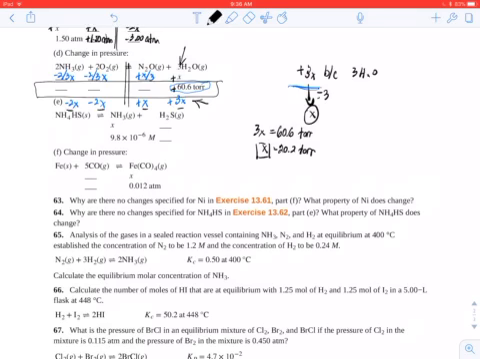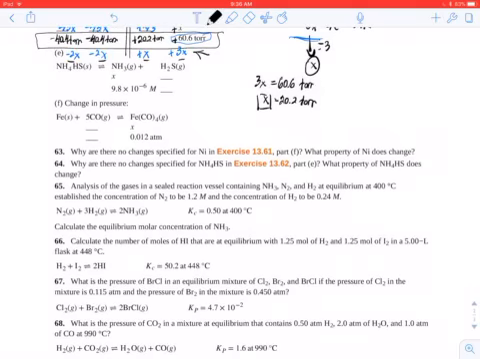So if it's plus x, it's going to be plus 20.2 torr. If it's minus 2x, it's going to be minus 40.4. If it's minus 2x, it's going to be minus 40.4. Okay, that's how you do that one.